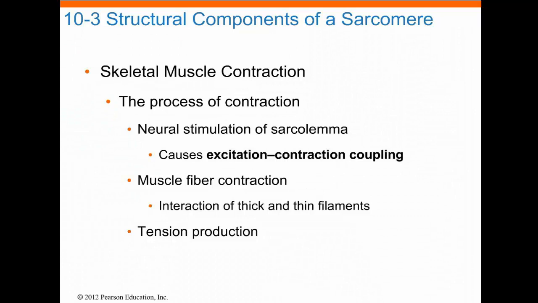So with skeletal muscle contraction, the process of contraction is determined by neural or nerve stimulation of the sarcolemma. It causes an excitation contraction coupling. And the muscle fiber contraction is an interaction between the thick and the thin filaments, and tension is produced.